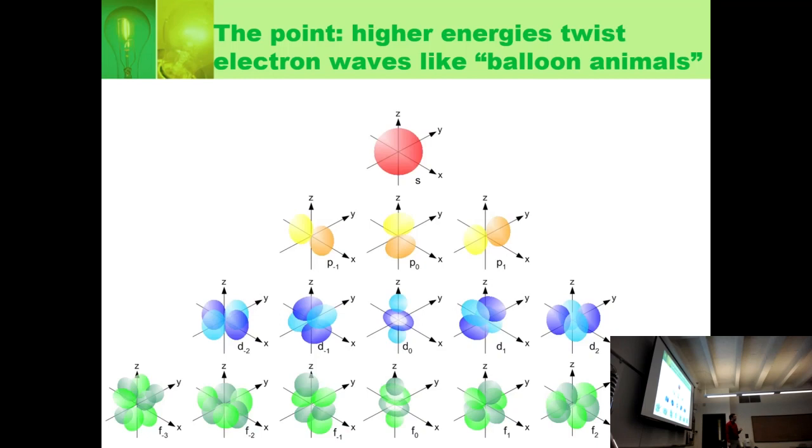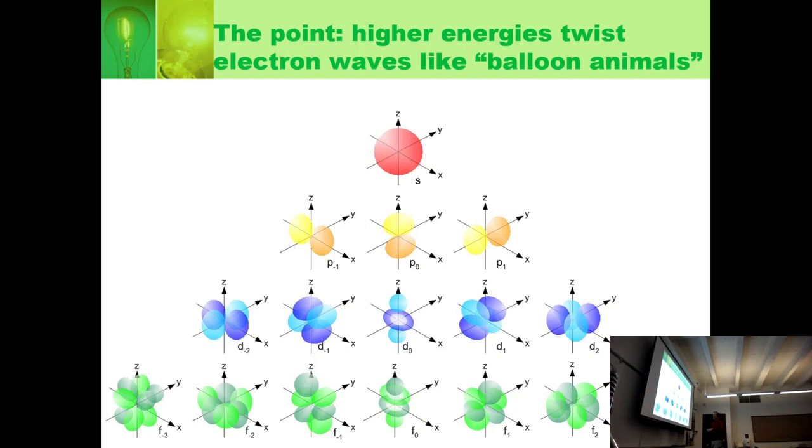You probably in chemistry classes have never dealt with f orbitals, okay? Stop me if I'm wrong about that. But I'm pretty sure that f orbitals have never shown up. That's because they're really high energy. If you work with like lanthanides or something like that, then you're going to have f orbitals.